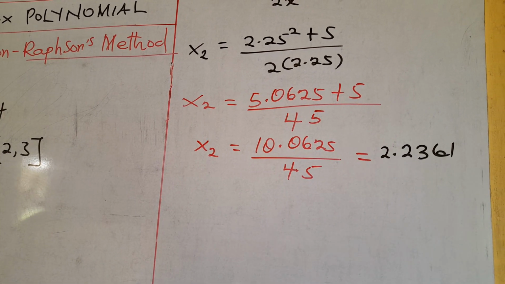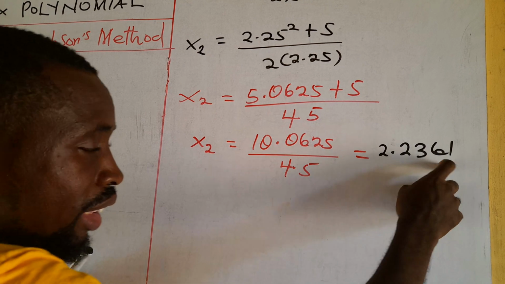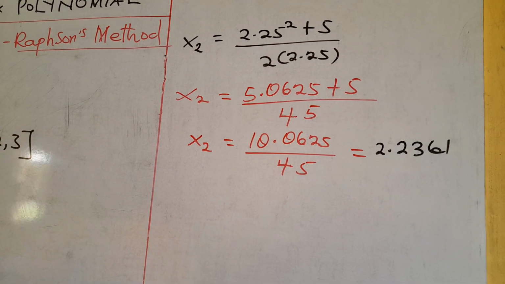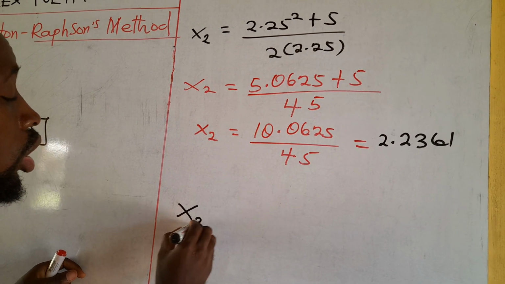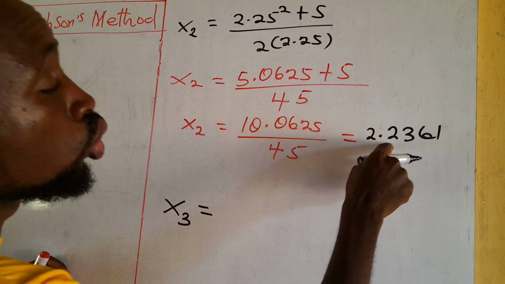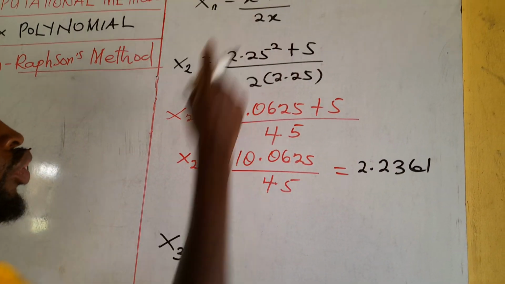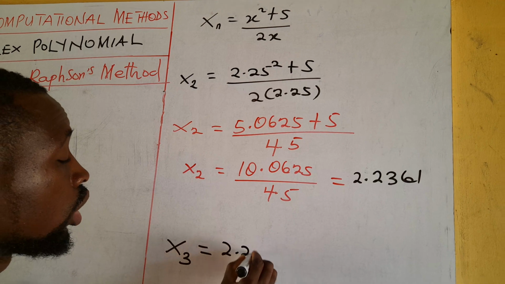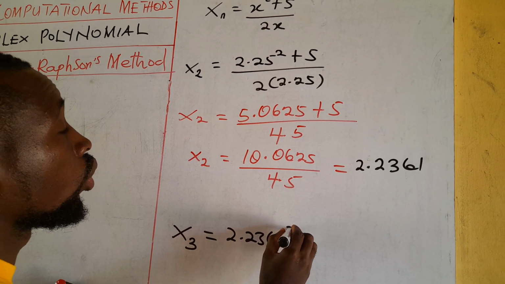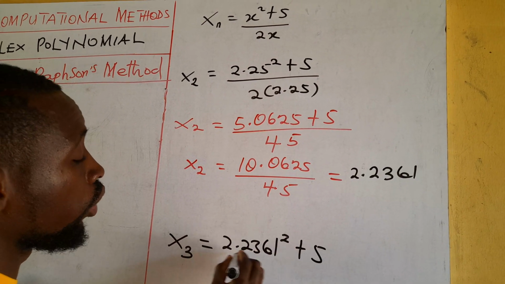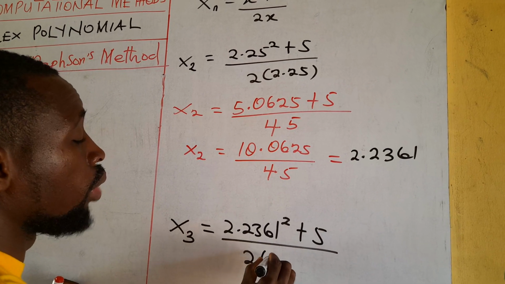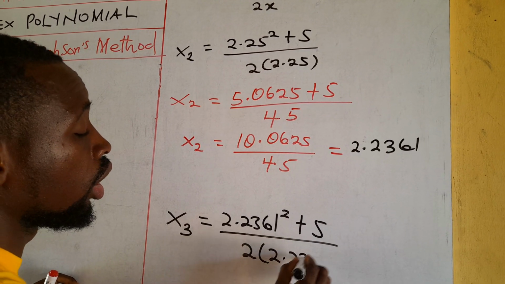Since we're not asked the number of iterations we should do, we should find a third iteration. If it is the same as this, then we can stop. So, our third approximation will be substituting 2.2361 into our iterative formula. So, we'll get 2.2361 squared plus 5 all over 2 times 2.2361.